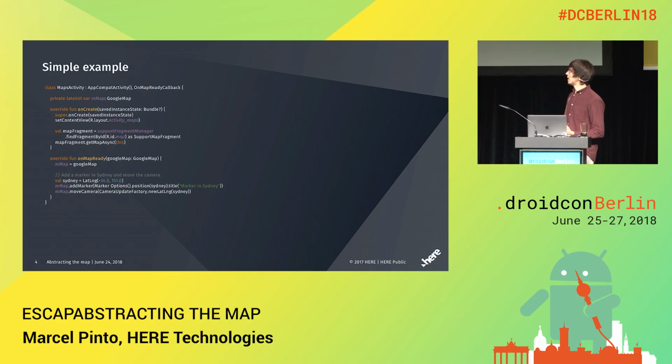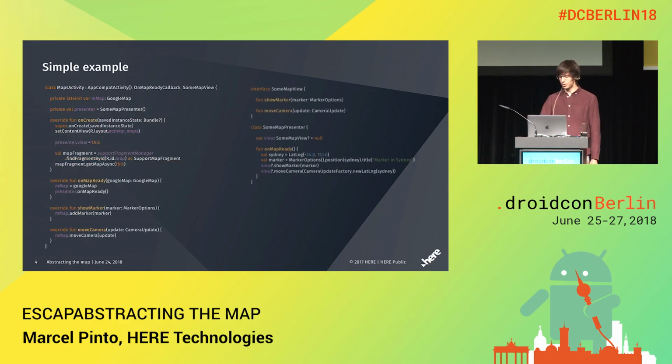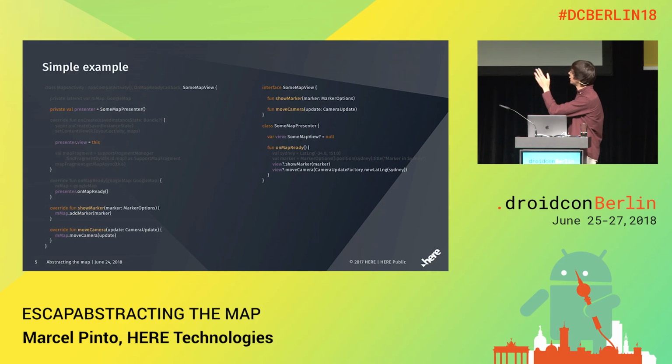We would like to apply some structure so the code is more testable and so on. So let's just do a simple abstraction first. Let's just do a really simple MVP where you have your presenter, you have your view, the activity attaches itself to the presenter, and then when the map is ready, the view lets the presenter know, the presenter applies some business logic and calls the view. Simple, easy. But what happened here?